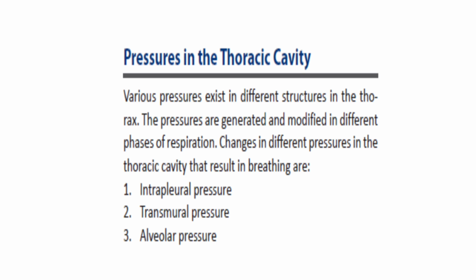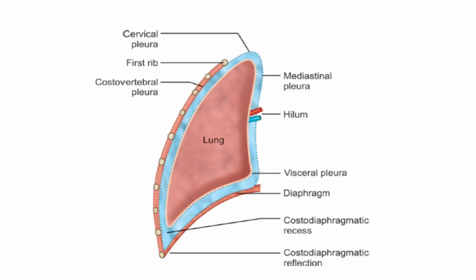Then come to the pressures in the thoracic cavity. Here we will discuss mainly three pressures: one is the intrapleural pressure, the alveolar pressure, and the transmural or transpulmonary pressure across the lung. Now, first is the intrapleural pressure.